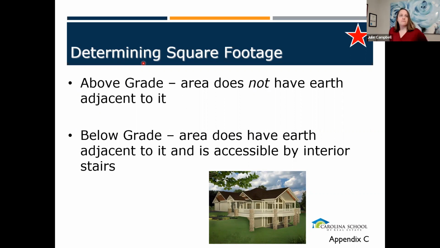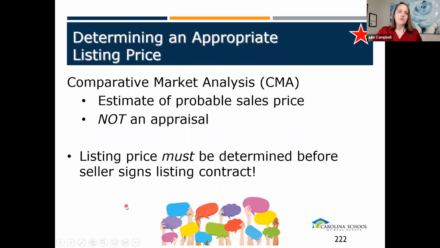Fair enough? All right. So we're talking about working with the sellers, and we're talking about doing the things that we need to do with the sellers. So we went over our listing agreement last night. We've talked about determining square footage. Another important thing that we need to determine when working with sellers is, what's the appropriate listing price? How much are we going to list the home for?